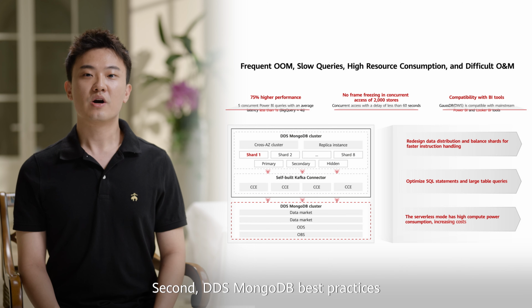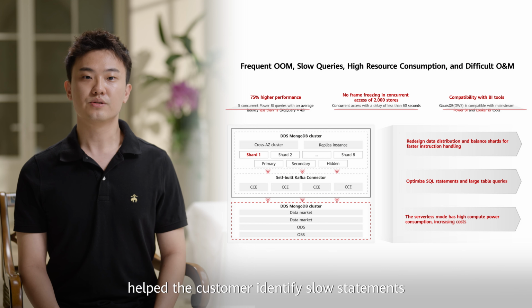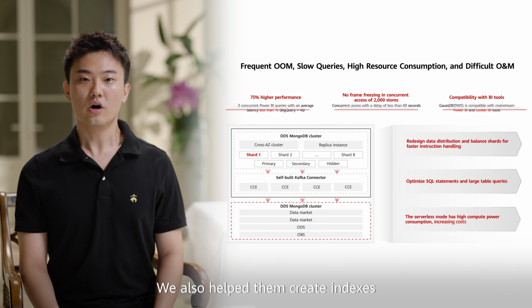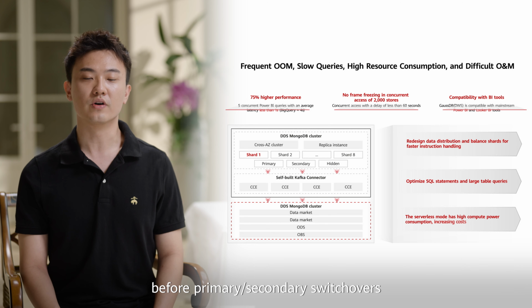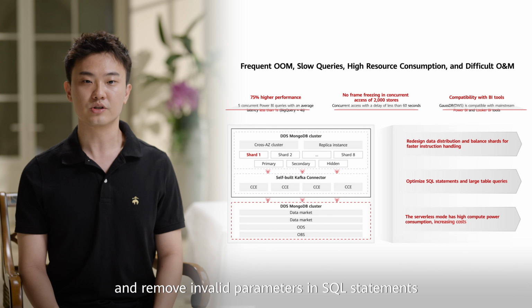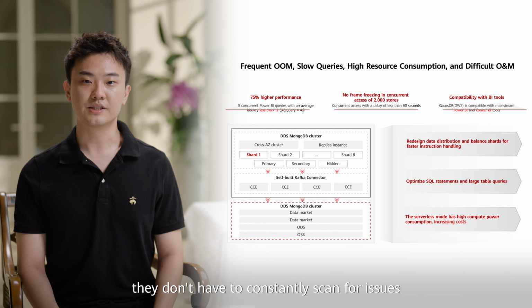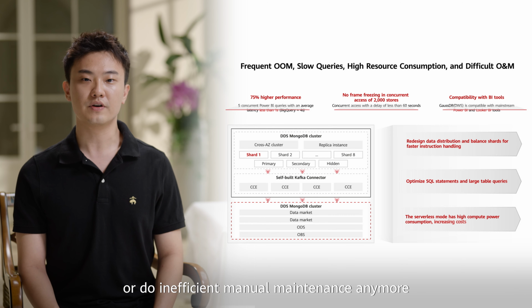Second, DDS MongoDB best practice helped the customer identify slow statements and unnecessary parameters. We also helped them create indexes before the primary and secondary switchover and remove invalid parameters in SQL statements. This way, you don't have to constantly scan for issues or do inefficient manual maintenance anymore.